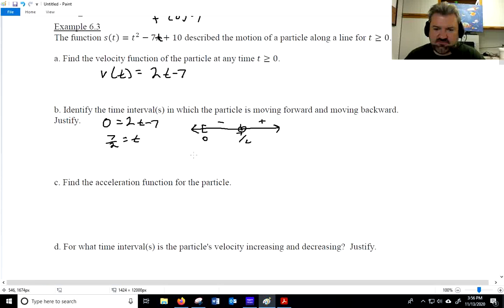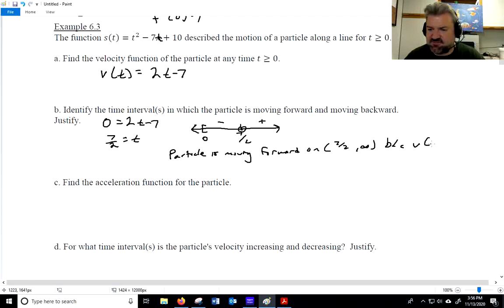So we can see the particle is moving forward on 7/2 to infinity, because we could say v of t or s prime of t, but v of t is greater than 0 there, right? And the particle is moving backwards on 0 to 7/2.